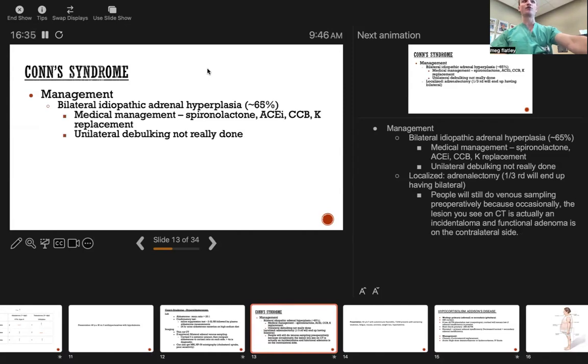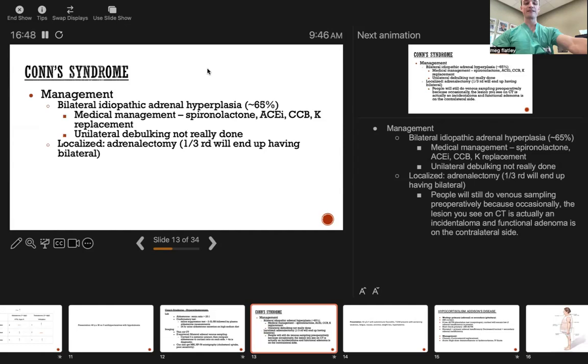Okay, now if it's localized, let's say you have a one-sided nodule or adrenal hyperplasia, then what do you do? Great, you cut it out. God, surgery is great. Now, of note, 1/3 of the time when you think it's unilateral, it winds up being bilateral, so oopsie. So even when they see on imaging there's a one-sided nodule, they'll cut out that nodule, and it turns out it was actually the other side as well.